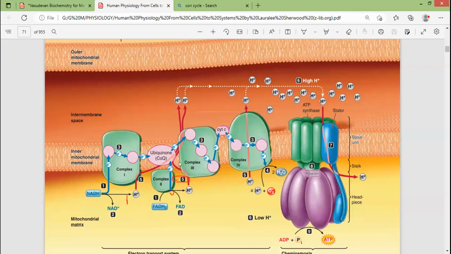Now this is where we'll talk about the hydrogen that has left here. We'll talk about it when we're talking about complex 3.